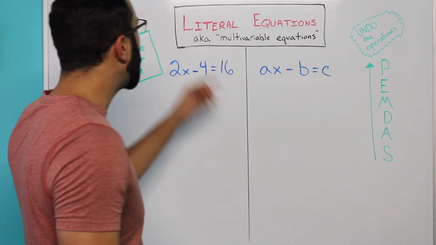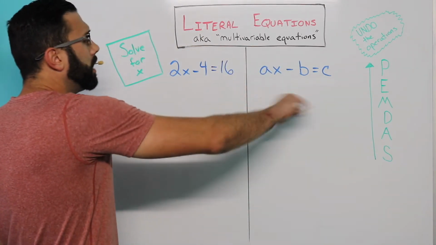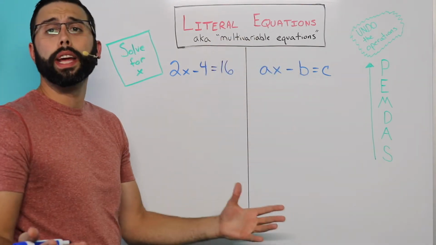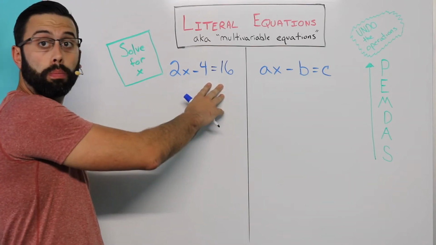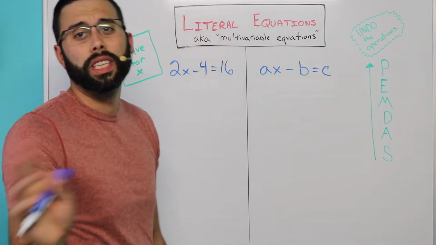Equations today, aka multivariable equations. Except I see two equations right here. Multivariable meaning many, two or more. Do we see two or more variables here? Nope. Do we see two or more variables here? Yup. Don't get scared, don't worry.